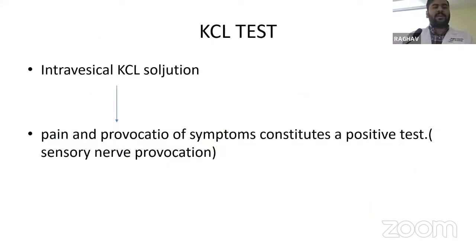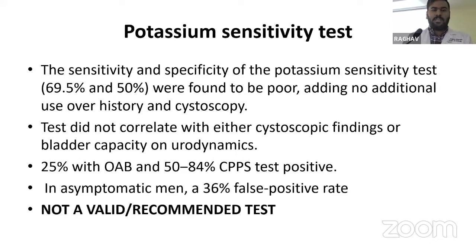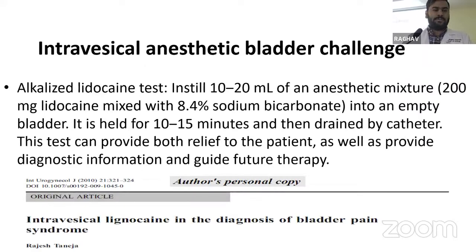KCl test, we inject intravesical KCl solution. Pain and provocation of symptoms constitute a positive test by sensory nerve provocation. Sensitivity and specificity are 69.5 and 50%, which were poor, adding no additional use over history and cystoscopy. And it does not correlate with either cystoscopic findings or bladder capacity on urodynamics. It is not a valid or recommended test any longer.